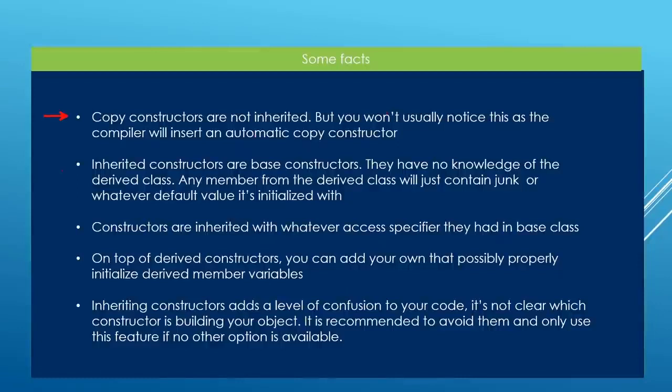Another thing you should know is that inherited constructors are really base constructors, and what we mean by this is that they will only be initializing the base member variables. Because they are base constructors, they have no knowledge of derived member variables. That's why they only initialize base member variables. Again, as we said, the constructors are inherited with whatever access specifier they had in the base class, and it is possible to set up your own constructors on top of the inherited constructors, and you can use these things.